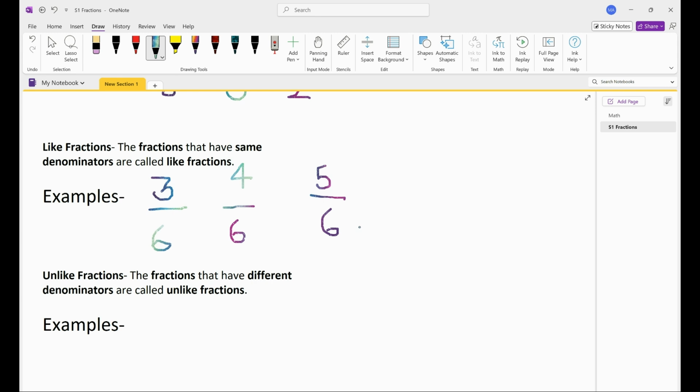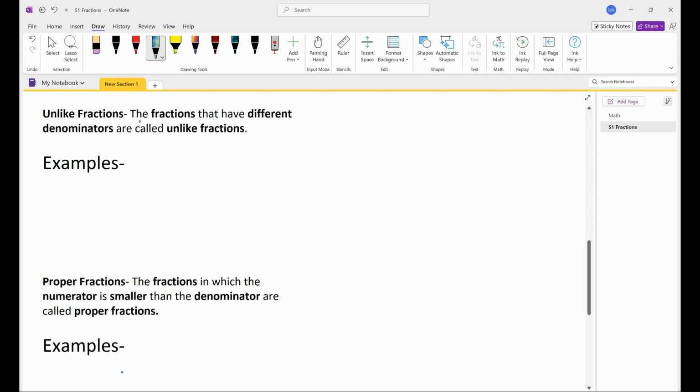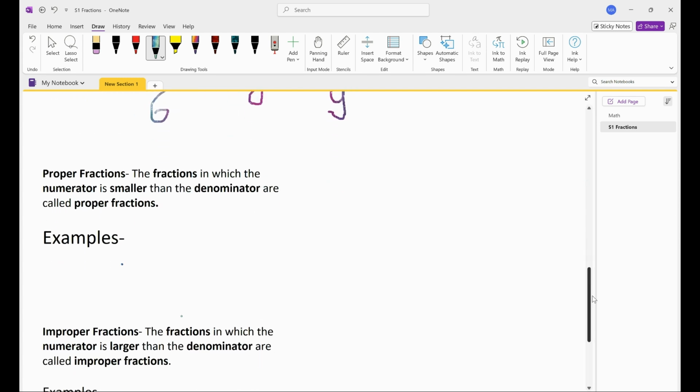Now, we will move ahead to the opposite of like fractions, unlike fractions. The fractions that have different denominators are called unlike fractions. Examples of unlike fractions are 2 upon 6, 5 upon 8, 3 upon 9. Now, as you can see, the denominators in these fractions are different, so these fractions will be called unlike fractions.